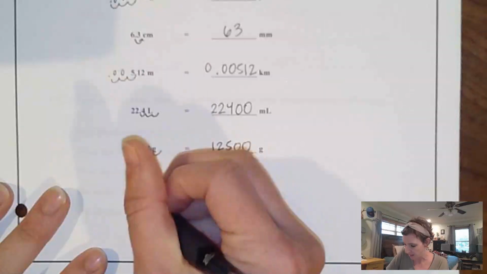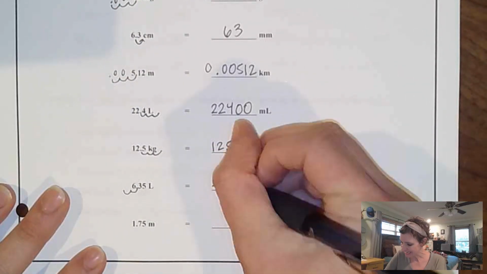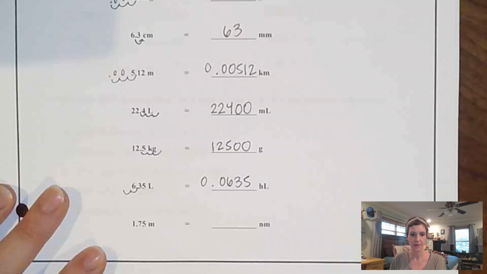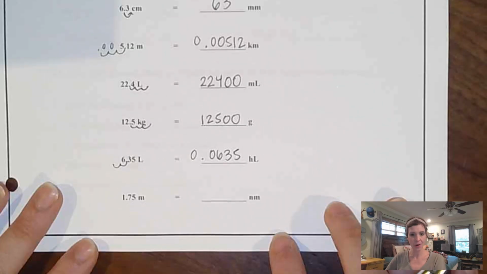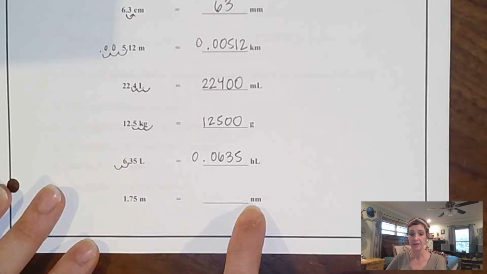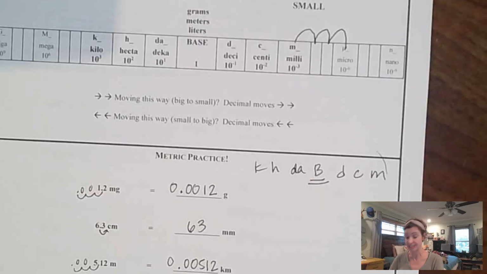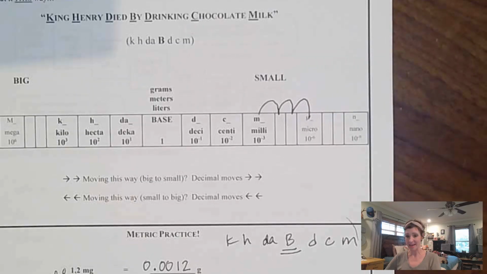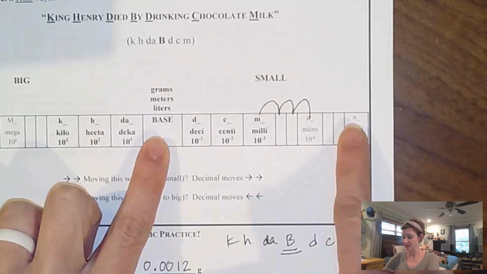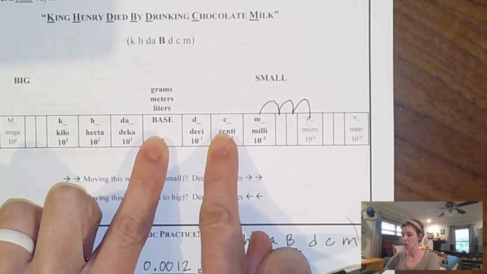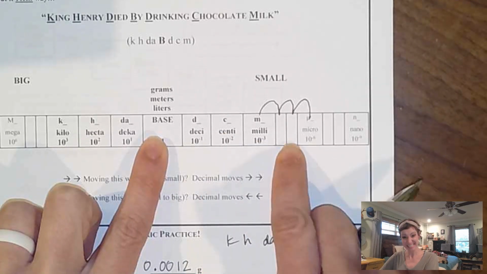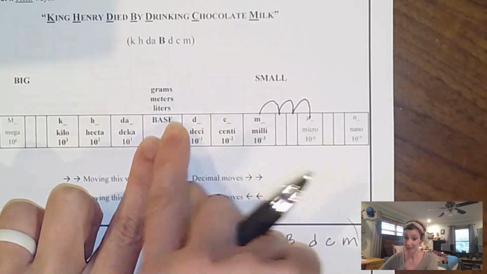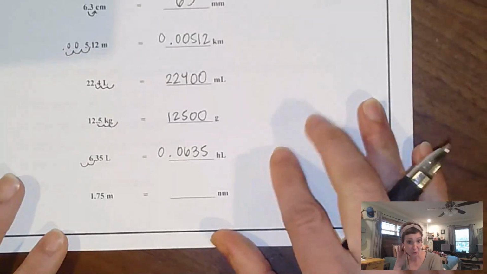Two places to the left. 1, 2. All right. Six. A little bit more. 7, 8, 9. We are moving that decimal 9 places to the right to convert from meters to nanometers, right?